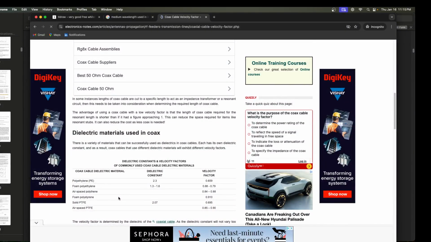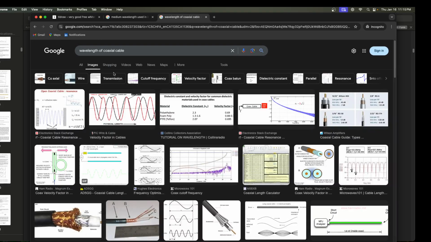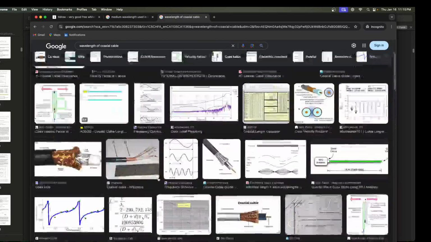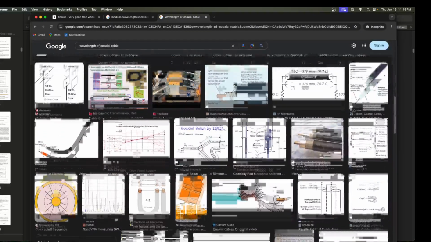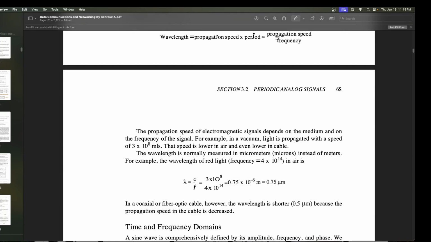Coaxial cable has something called velocity factor, I guess. So depending upon what the medium is, the propagation speed of an electromagnetic signal depends upon the medium and the frequency. For example, in a vacuum, its speed is 3 times 10 to the 8. The speed is lower in air and even lower in cables.